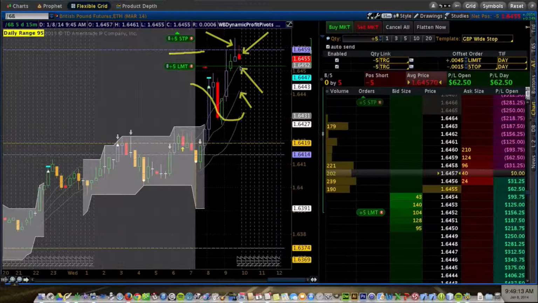So we'll just kind of hold and play that particular trade and see what happens. I'll be back when this thing resolves.